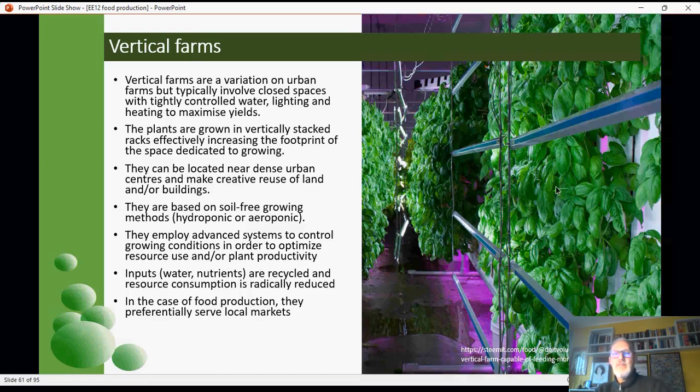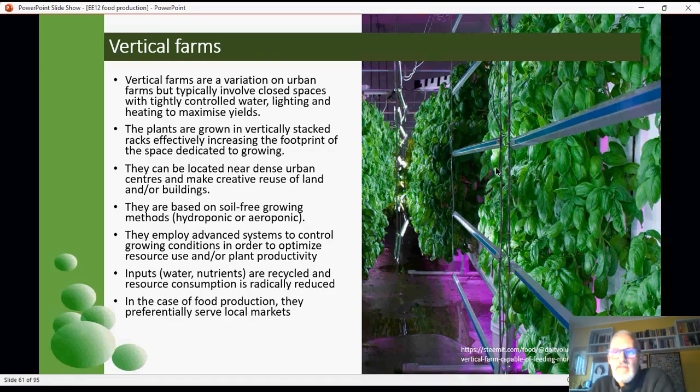This is basil. These are basil plants, and I think this was what Lucha was telling me about. This is a large scale hydroponic facility which grows more basil than you could possibly grow in the same footprint out in the fields.